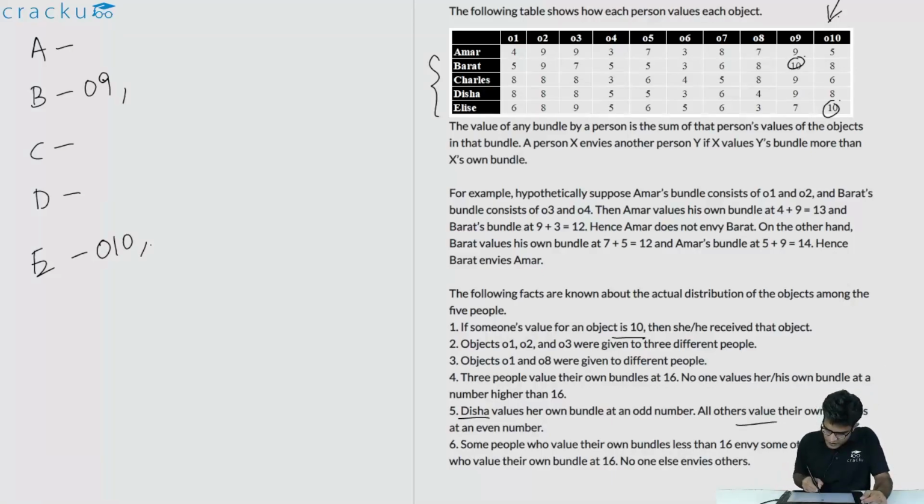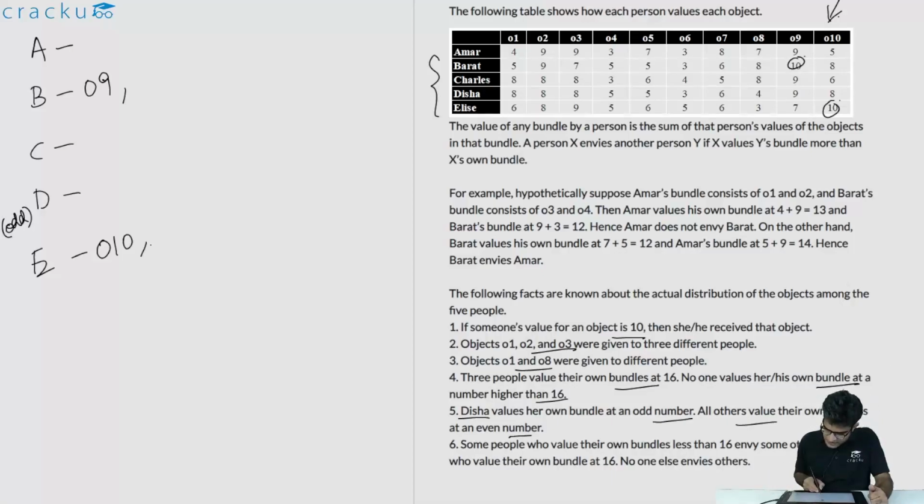Objects O1, O2 and O3 were given to 3 different people. O1 and O8 were given to different people. 3 people value their bundles as 16. No one values his or her own bundle as a number higher than 16. Disha values her own bundle as an odd number. So Disha is odd.